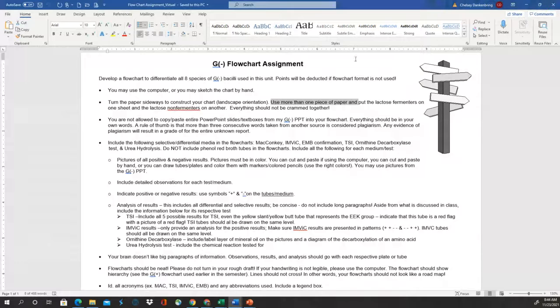Okay, so you can't just copy and paste straight from the PowerPoint, okay? You can use the photos, but all the text needs to be in your own words, okay? A rule of thumb is that no more than 3 consecutive words should be taken from a source, okay? Anything 3 or more is normally considered plagiarism. Now, of course, there are exceptions.